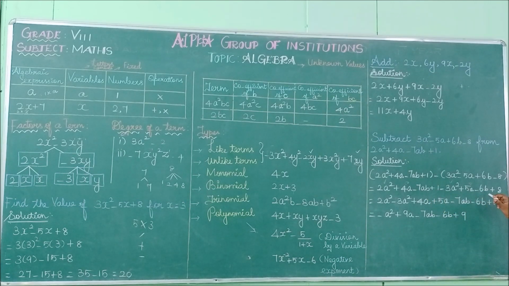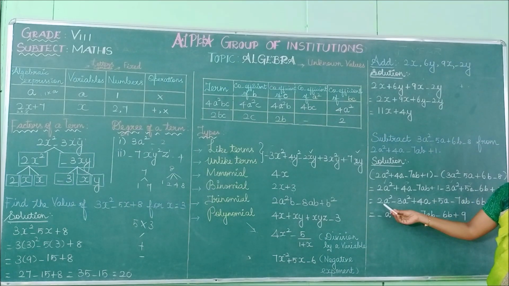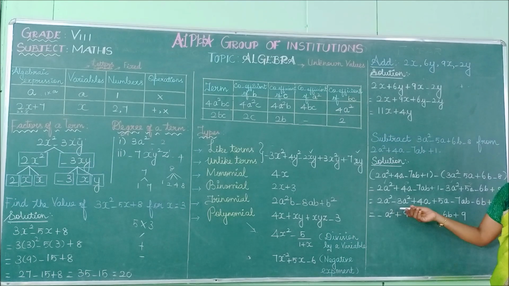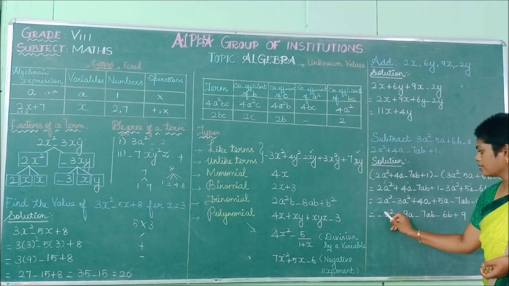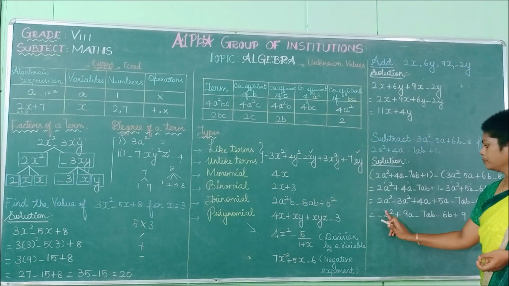Here no ab, only b is present. So you have to write the value. This minus 6b you have to write here. Next is what? Plus 1. Here also the number 8. After that you have to subtract. 2 cannot be subtracted from 3. So you have to subtract 2 from 3. 3 minus 2 is what? 1. So you have to write it like this, or else simply a squared.